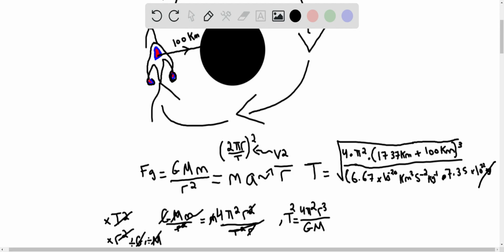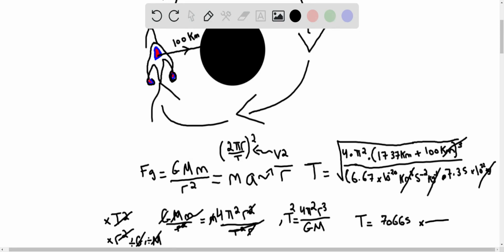You want to make sure all the units but seconds disappear. You're only left with the square root of seconds squared, which is seconds. Finally, your final answer is going to be 7,066 seconds.